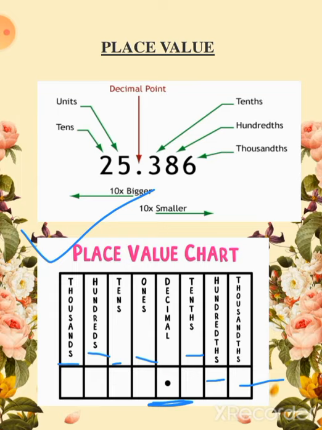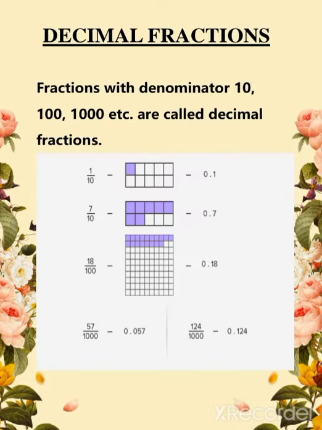Here is an example of the place value for decimal numbers. The number is 25.386. So 5 is at the units place, 2 is at the tens place, 3 is at the tenths place, 8 is at the hundredths place, and 6 is at the thousandths place. So basically this is the place value for any decimal number.